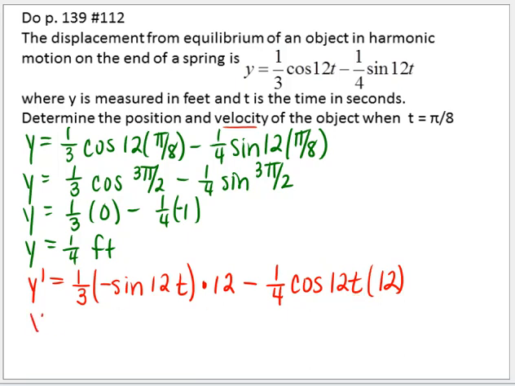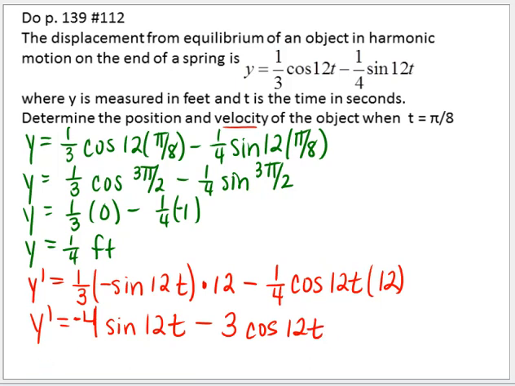I'm going to do a little simplifying here. I have 12 times 1/3, which is a 4, and I have a negative here, so it's a negative 4 sine 12t minus 1/4 times 12, which is 3, cosine of 12t.